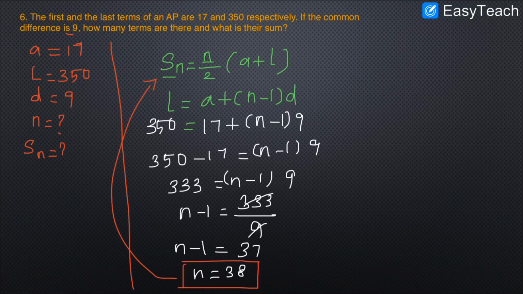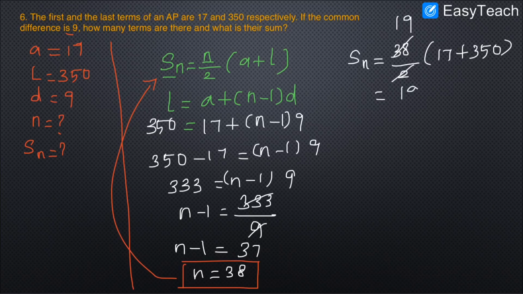Let's substitute the n value in the formula. So Sn equal, for n 38 by 2, for a 17 plus, for l 350. Let's reduce it: 38 by 2 is 19. So 19 into, if you add these two, 367. After multiplying these two, 6,973. This is our Sn value.